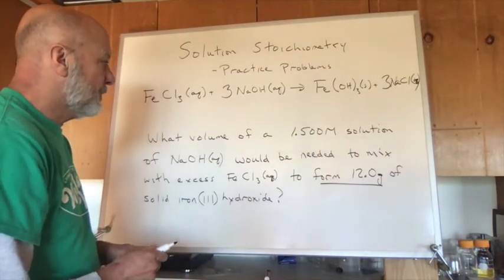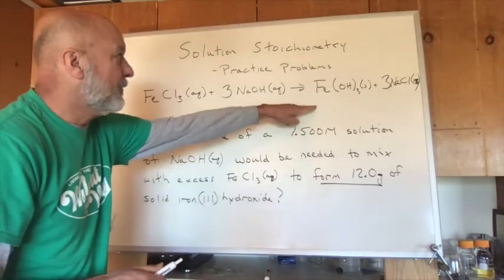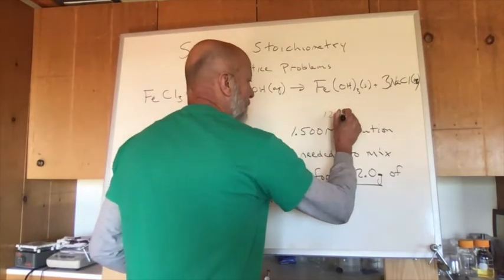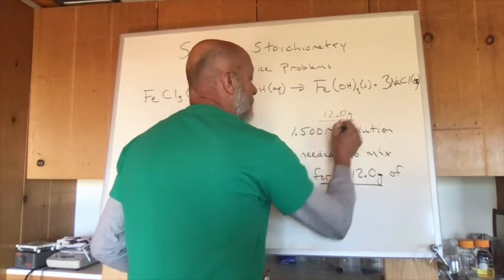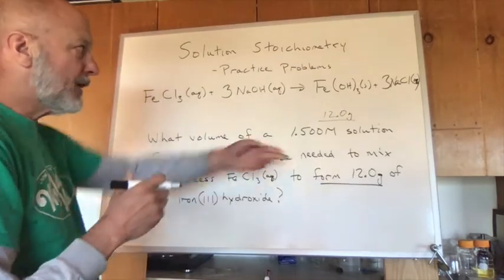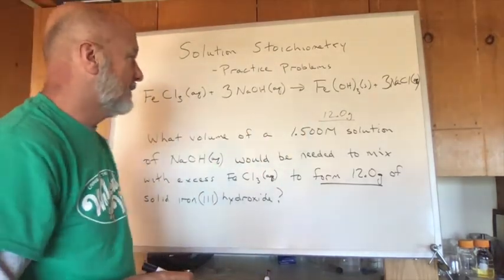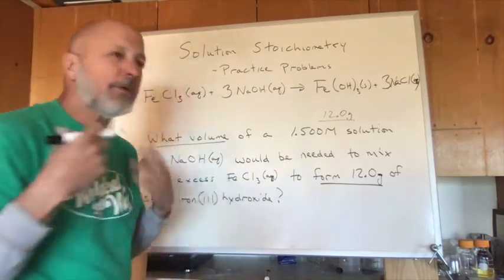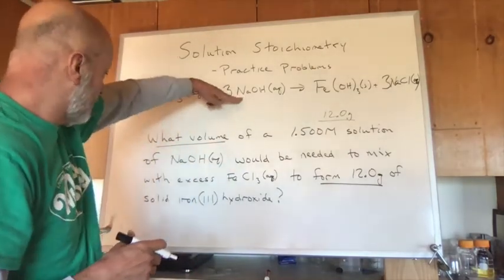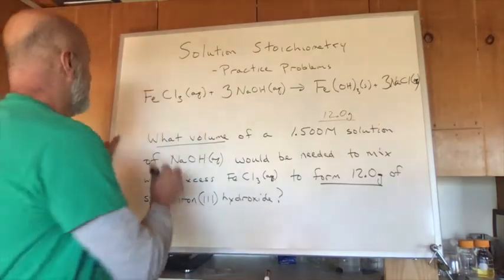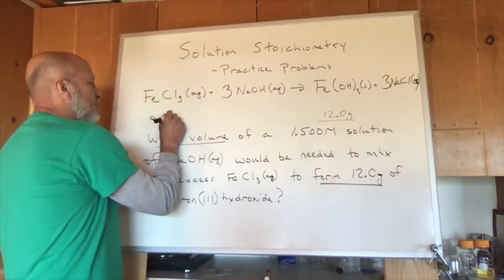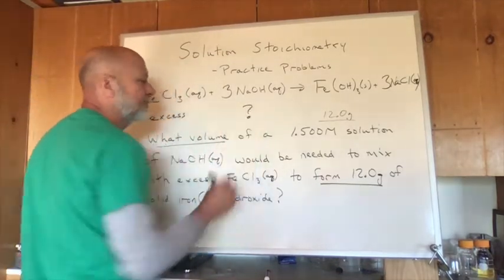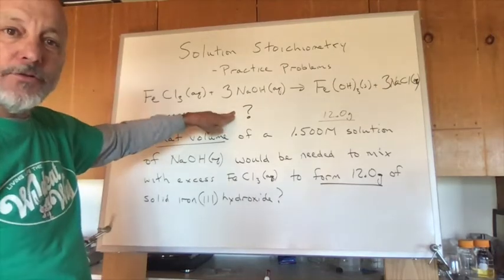And so you look at this and say, okay, I've got a given amount of iron 3 hydroxide. It's in mass, so obviously I can't use it yet. I want to make 12 grams of iron 3 hydroxide, the precipitate. And then it's asking me what volume. So volume is my unknown. I'm going to mix a certain amount of sodium hydroxide. I've got excess iron 3 chloride. My question really is about the quantity of sodium hydroxide.